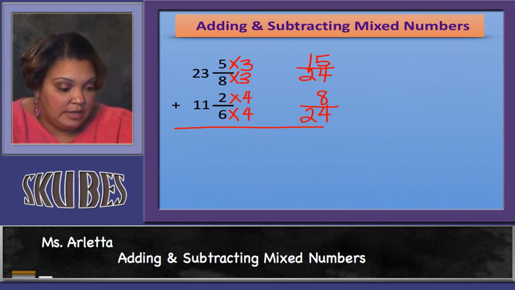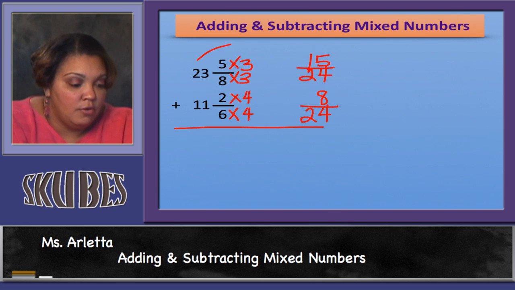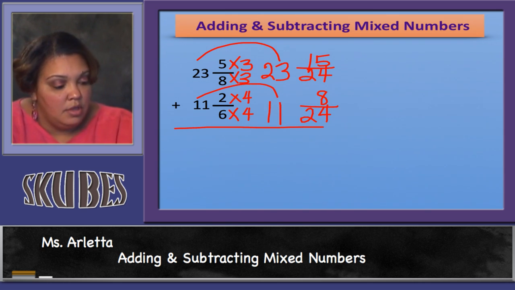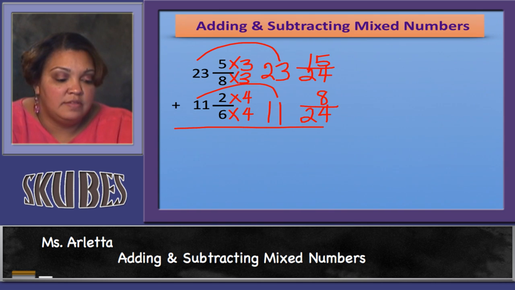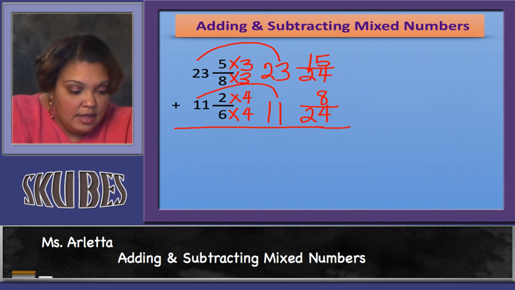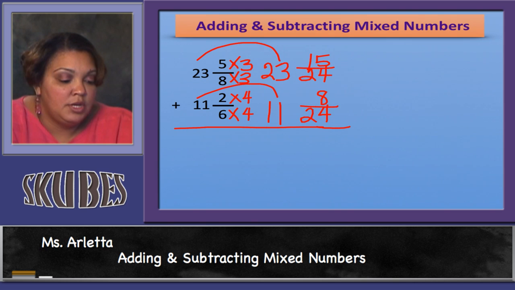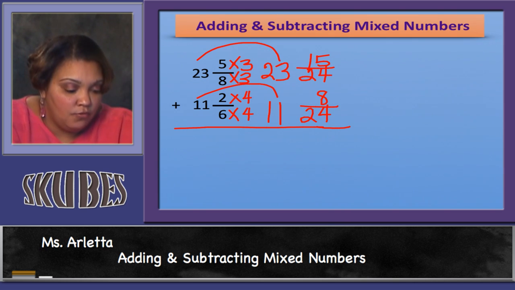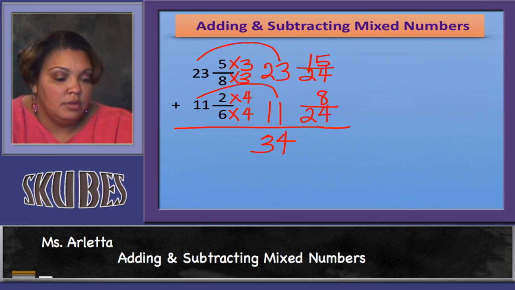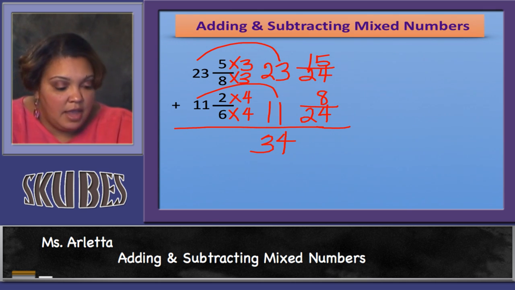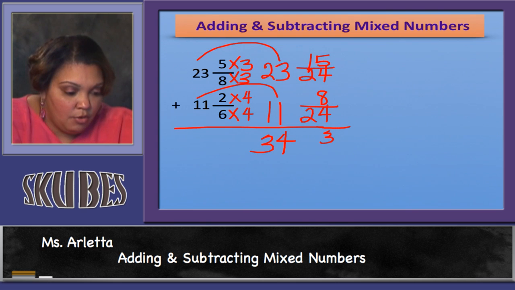What do we have to do next? Okay, we have to bring over our whole numbers, 23, and the other whole number, 11. There is a plus symbol, so we basically need to add. Let's add those whole numbers, 23 and 11. 3 and 1 is 4. 2 and 1 is 3. 5 and 8 is 13. Carry your 1. 1 and 1 is 2.